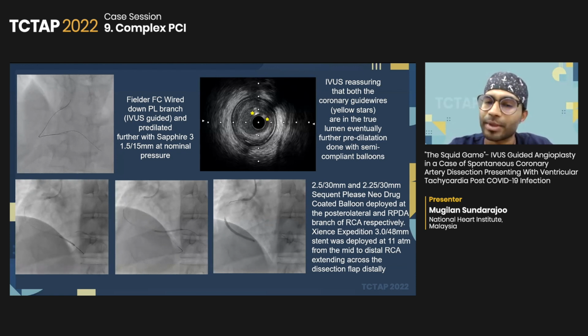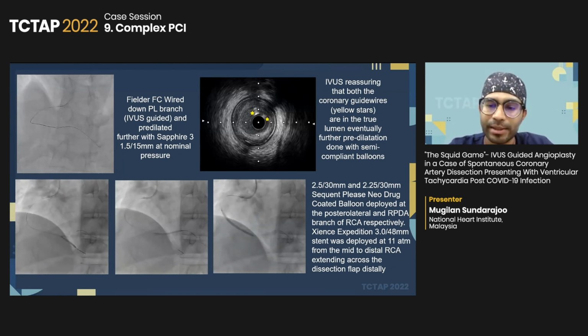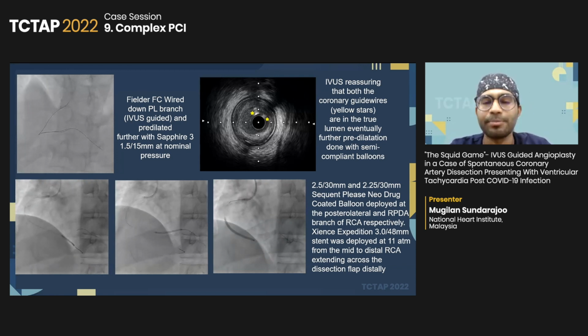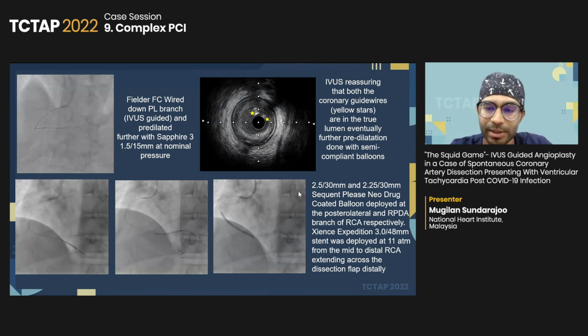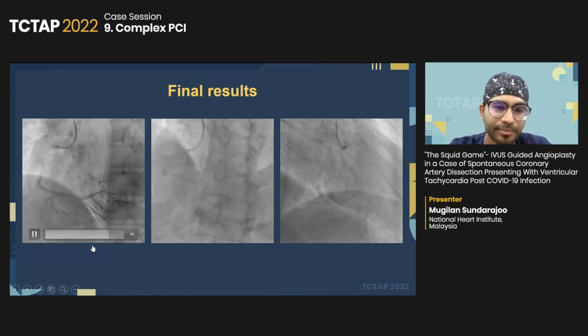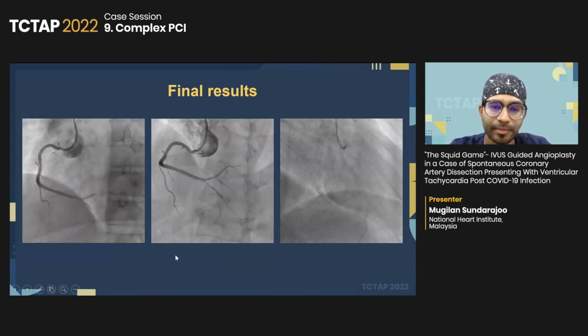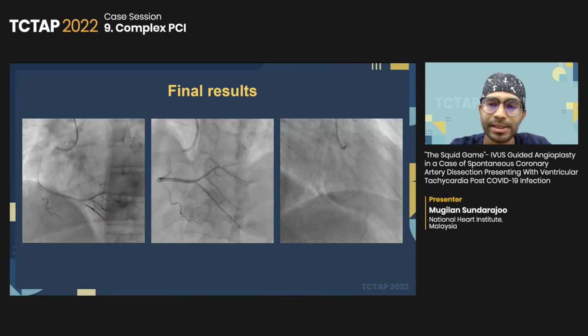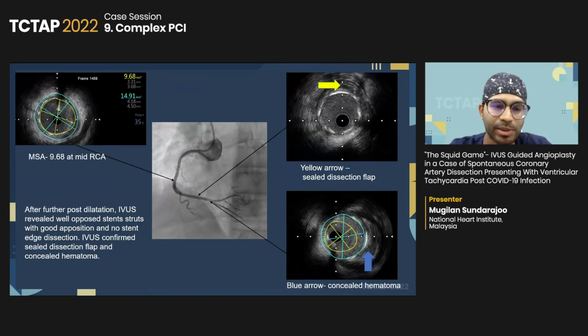And extending from the mid-segment of RCA where the dissection started all the way down, we decided to stent this with a Xience Expedition 3.0 by 48 and deployed it at nominal pressure, extending all the way to the distal RCA. And this is the final result that we got. We realize that there is symmetrical flow. There's no evidence of any dissection that's visible here.